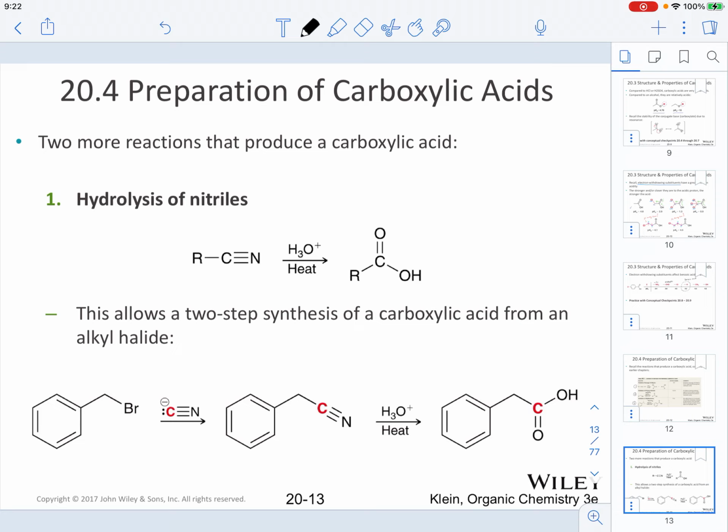So as you can see, this can allow for a 2-step synthesis of a carboxylic acid, taking into account that if we start with an alkyl halide, and as you can see, this is a primary alkyl halide, this reaction can undergo an SN2 reaction or a substitution reaction. Once that is present, then we can make the carboxylic acid of interest.